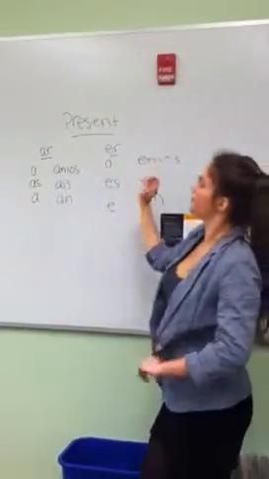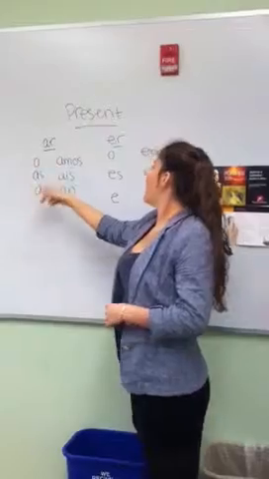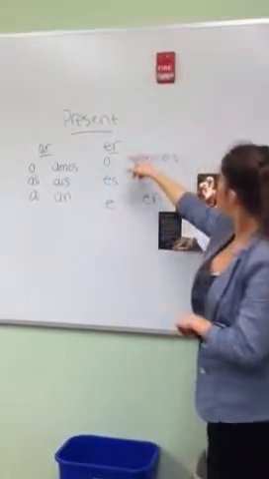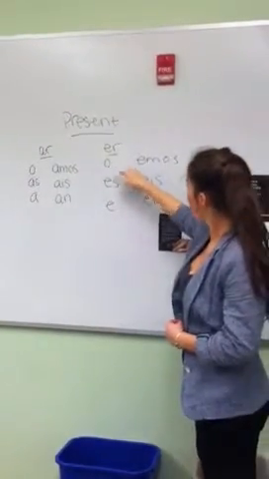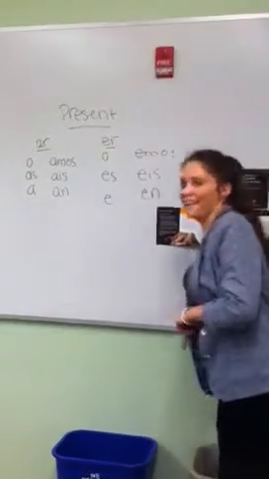This is the present tense. The AR verbs get switched out with o, as, a, amos, áis, and an. And the ER verbs get switched with o, es, e, emos, éis, and en.